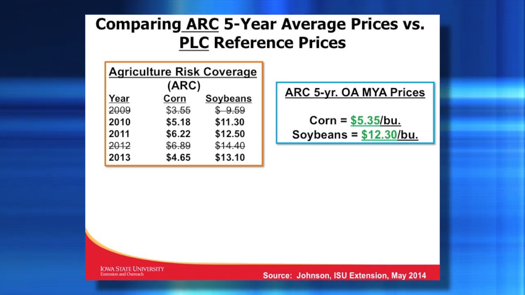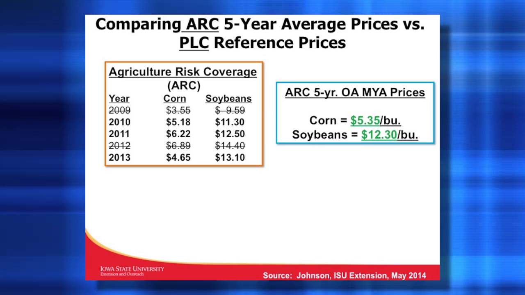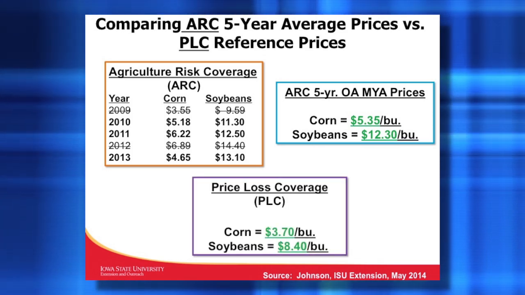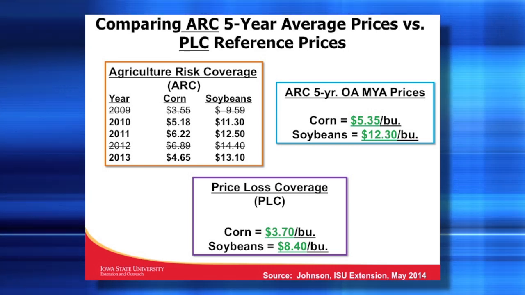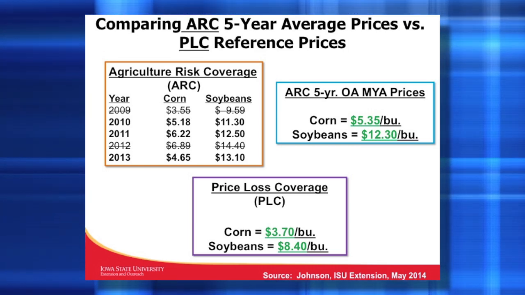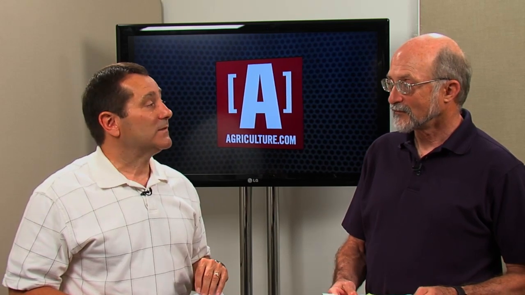Remember, ARC uses yield times price, but that's how you calculate price on the ARC programs. PLC, simple reference price, 370 corn, 840 beans, 550 wheat. Thoughts on those prices? They're not very high, are they? It'd be hard to trigger a PLC payment, especially in corn and soybeans. I've got to believe it's going to be hard in wheat this year.